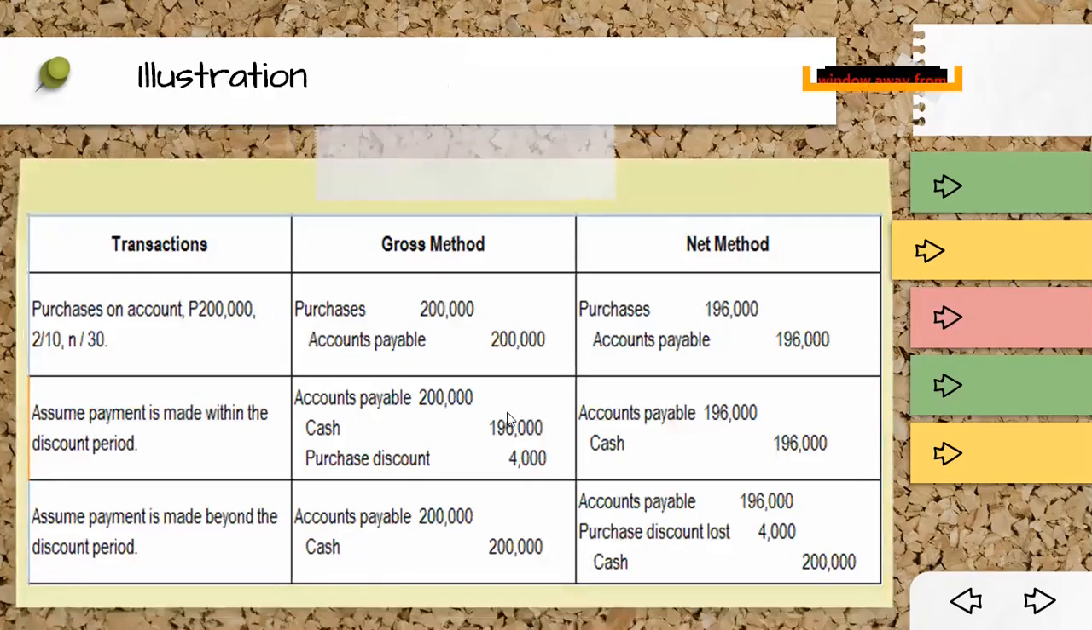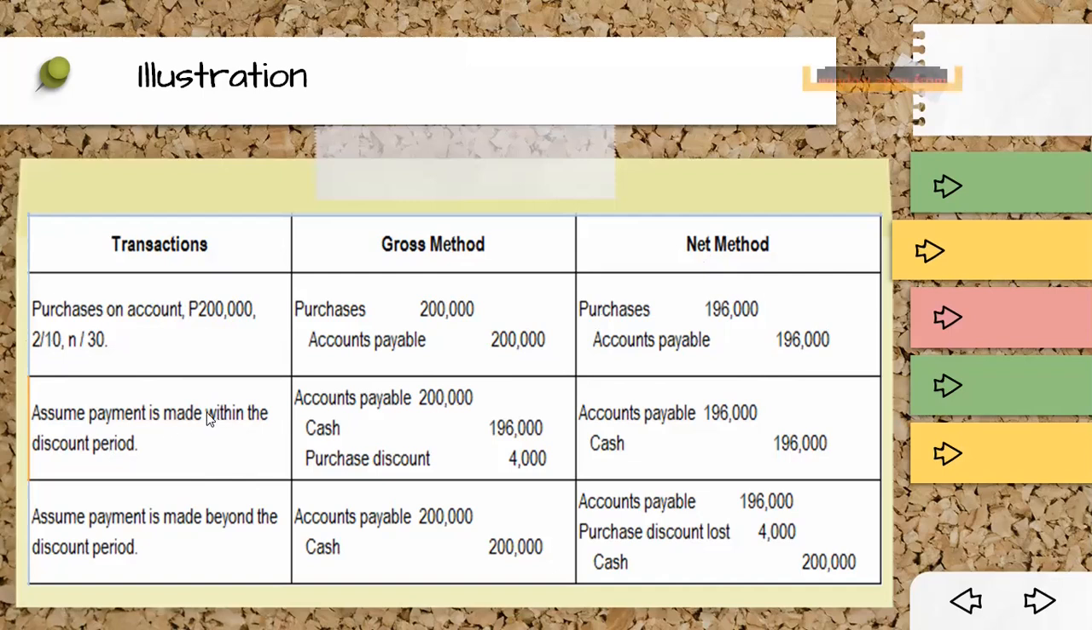So we have here an illustration. We have purchases on account amounting to 200,000, with credit terms of 2/10, n/30. Under the gross method, this will be your entry. You debit purchases 200,000, which is the gross amount. Credit accounts payable at 200,000, also the gross amount. Under the net method, take note, it has the same account titles, except that we are deducting the 2% possible cash discount, which is 4,000. That's 200,000 times 2%, which is 4,000.